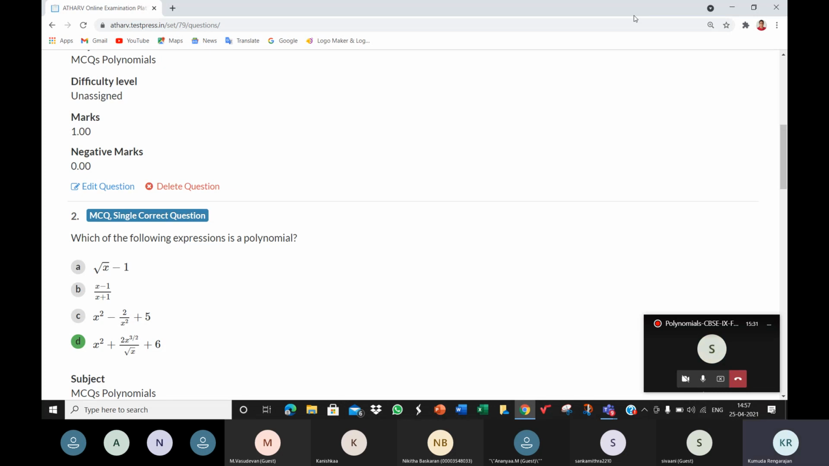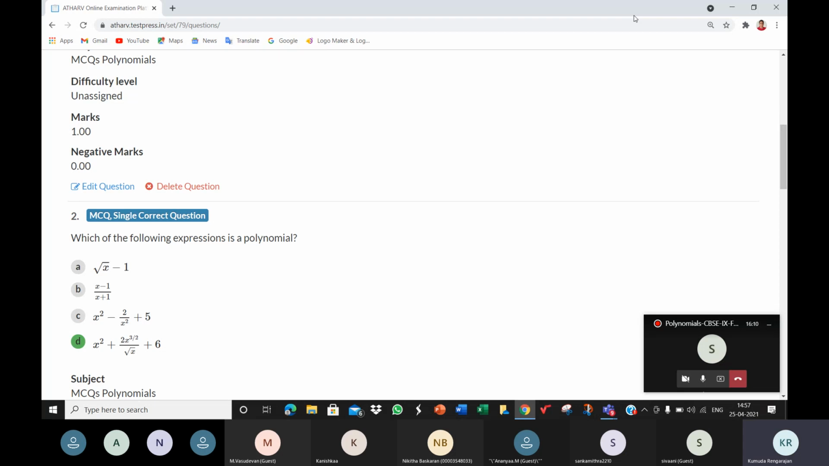Option B is an algebraic expression, but not a polynomial. Option C is an algebraic expression, but in the second term, which is minus 2 by x squared, we need to take x squared up to the numerator. You should always read the power of the variable from the numerator. The variable should be in the numerator. If it is in the denominator, you need to take the variable up to the numerator and then read its power. So the first term x squared, the power is 2, whole number, good.